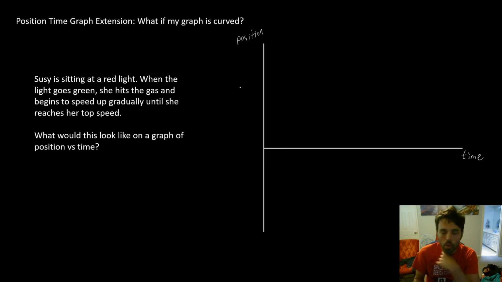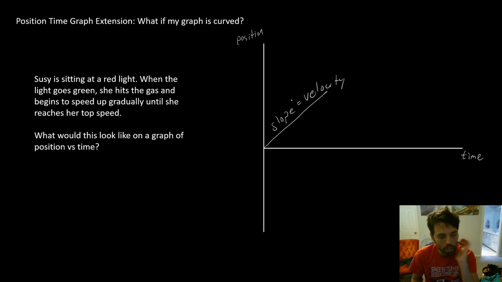So we already know, you should remember hopefully, that we said before that the slope of a position time graph is the velocity, right? The slope is the speed of the object. I believe we've covered that so far this year. If not, well, now you know. The slope, rise over run, is the velocity.